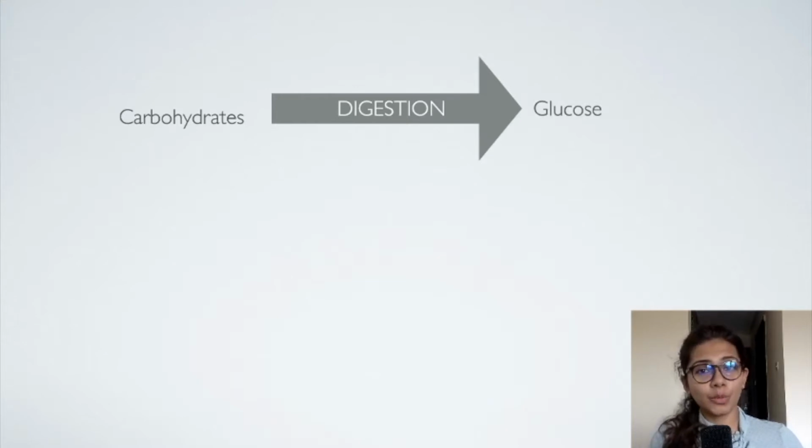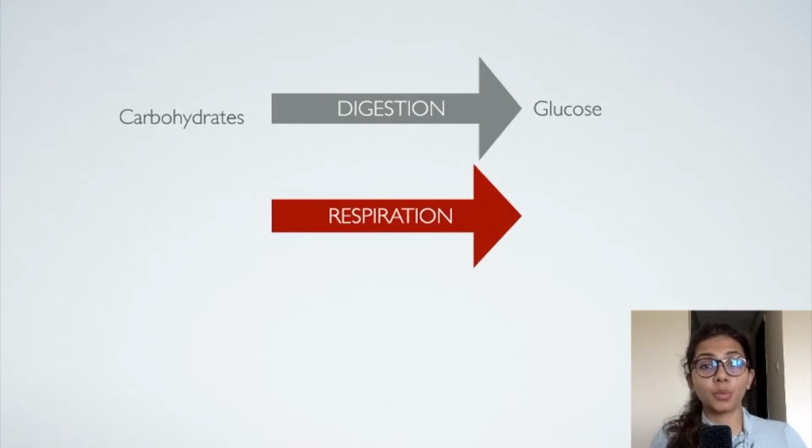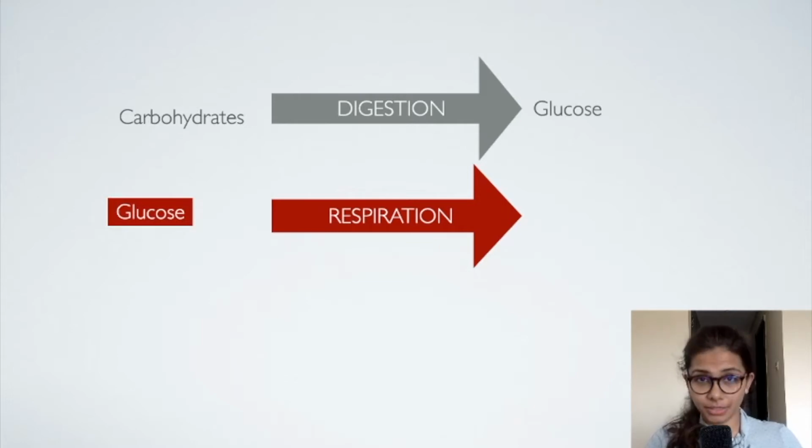So what happens to proteins and fats? Let's just recap. Proteins get digested into peptides and fats get digested into lipids during digestion. Here we'll be mainly considering carbohydrates because we are going to be learning about respiration. And what happens during respiration? Glucose is broken down to release energy. So the purpose of respiration is that we need to get energy, right?